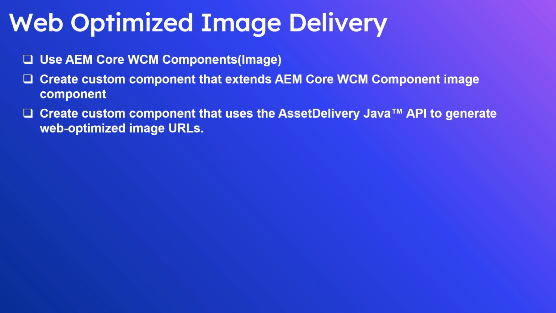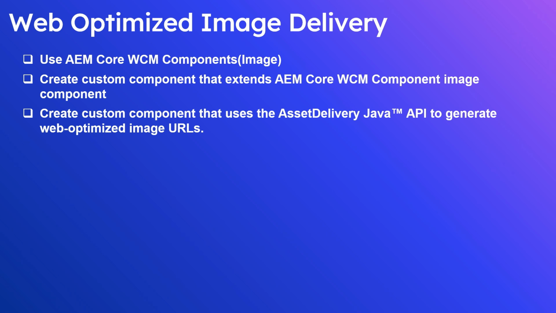For example, if a user's browser supports WebP, the service will deliver a WebP version of the image, even if the original file is a JPEG or PNG. This way, users get faster loading images without any extra effort from the content author. This improves the performance and user experience.